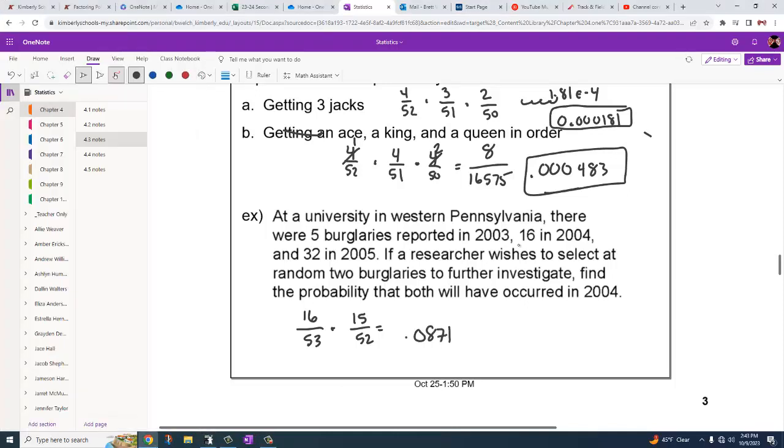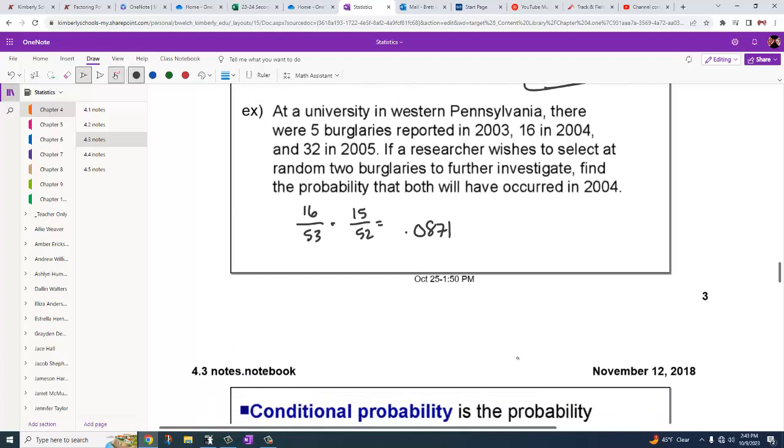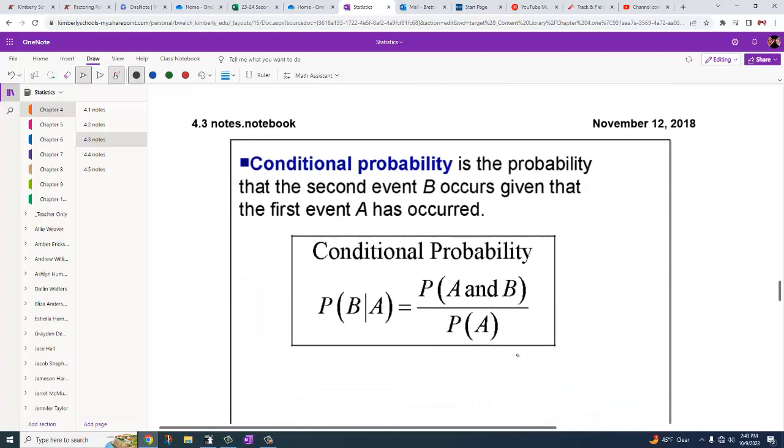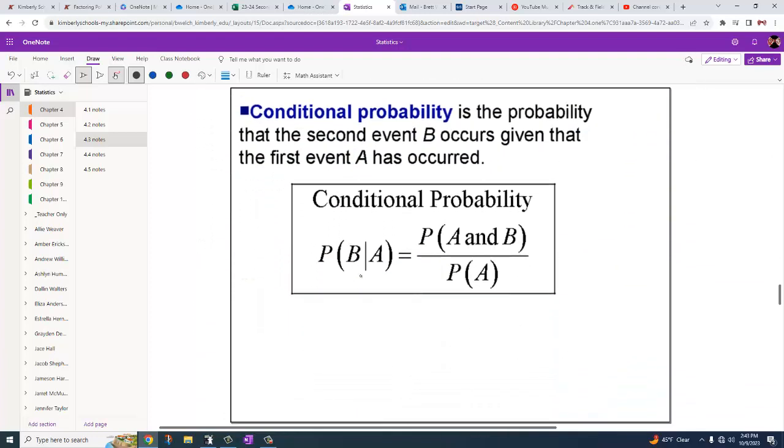0.0871. So much higher probability than those decks of cards questions. All right, but the idea is that we're doing that probability given that A has already occurred. Now, let's say that you need to calculate the probability of B given that A has occurred, but you don't have it listed. It's not like a deck of cards where it's a little bit easier to calculate.